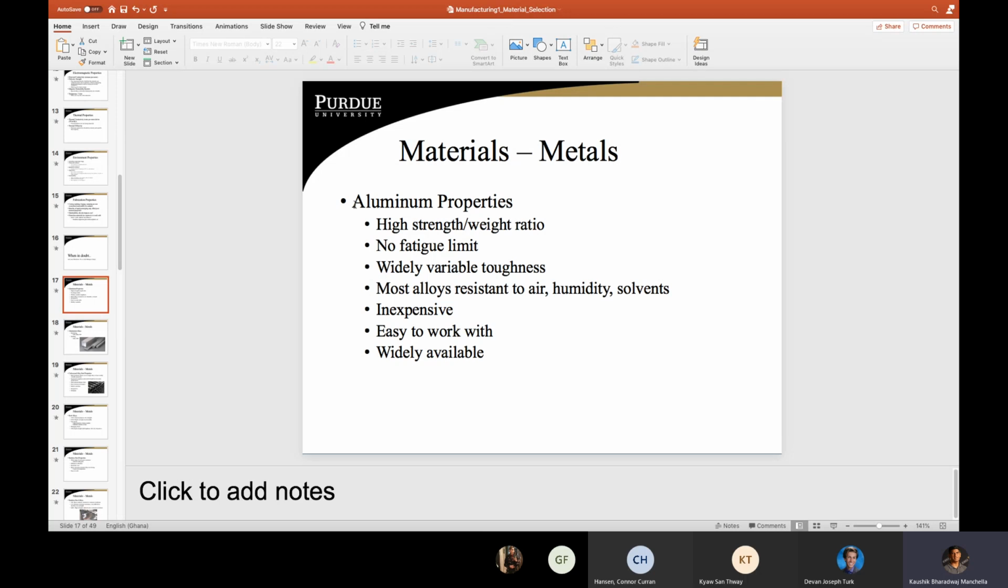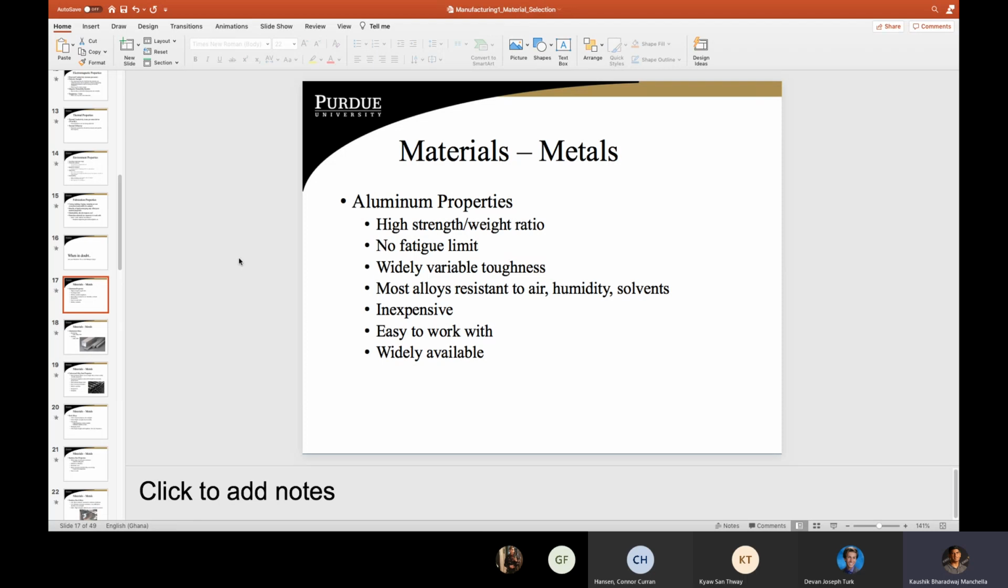Anytime you're considering a metal to be a part of your design, it's probably one of the first things to consider. It has a high strength to weight ratio. It does not fatigue very easily. You have so many different alloys, each with different levels of toughness. Most of them are resistant to air, humidity, solvents. They're generally not too expensive, depending on the alloy that you select. And also they're easy to work with.